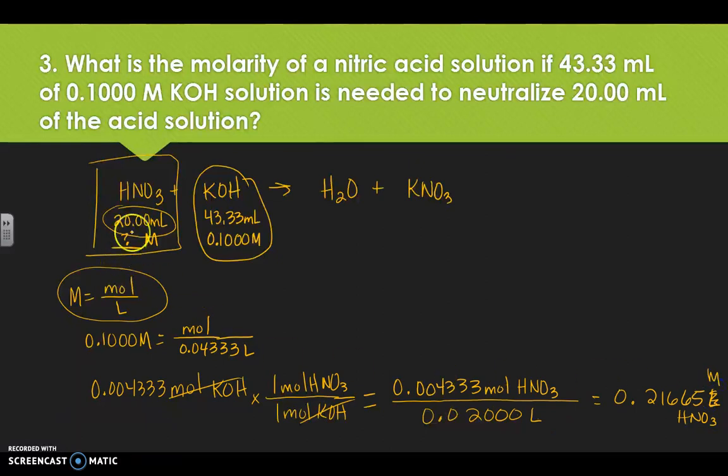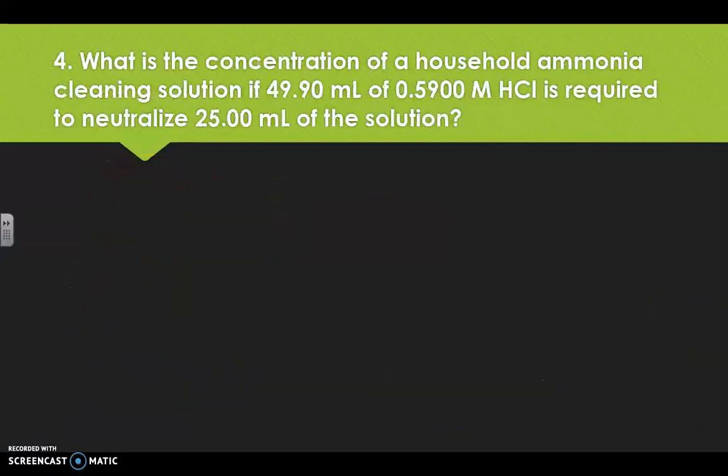All right, how many significant figures? We have 4 here, we have 4 here, we have 4 here, so we need 4 significant figures in our answer. So this becomes, I'm going to write it up here, 0.2167 molarity HNO3. Right? You see it's the same thing over and over again. All right, let's go to question number 4.